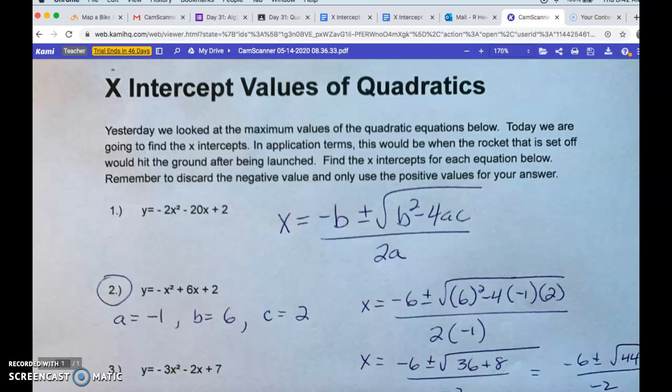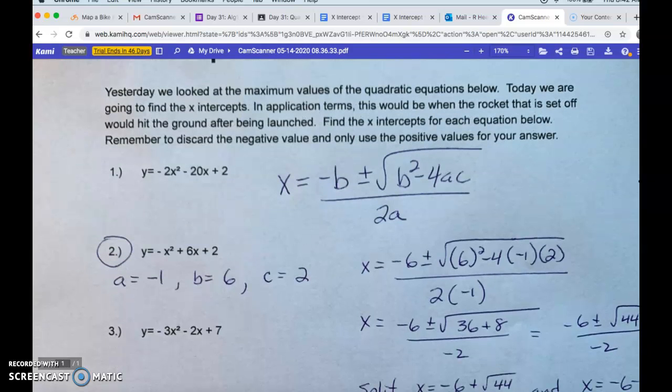Let's walk through this. Your b is the opposite of b, so there's your -6, plus or minus the square root of b squared, so 6 squared minus 4 times a, so that -1, and c is your 2. All over, don't forget the bottom part, which is 2 times -1. That's really simple, so that's -2 on the bottom.